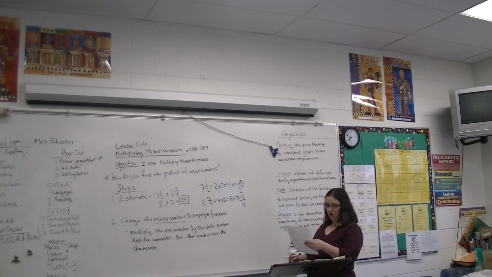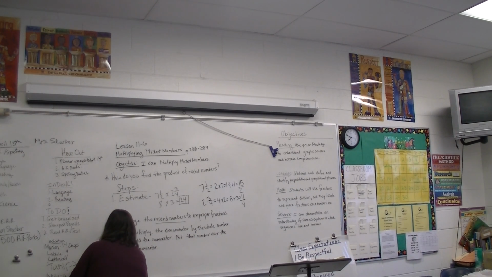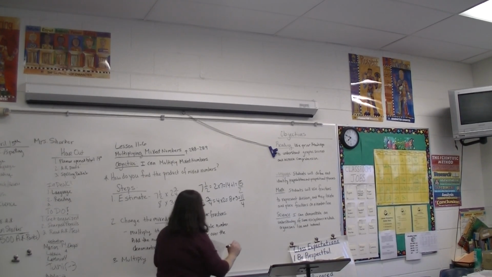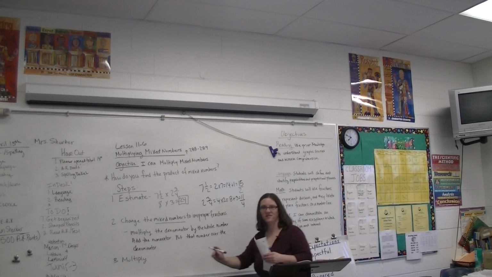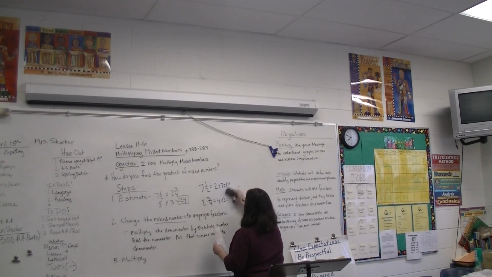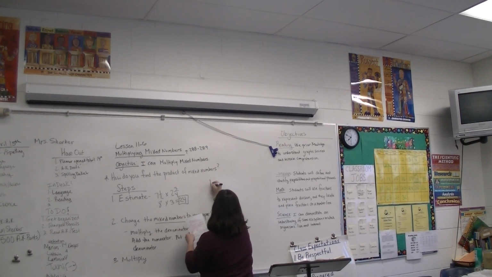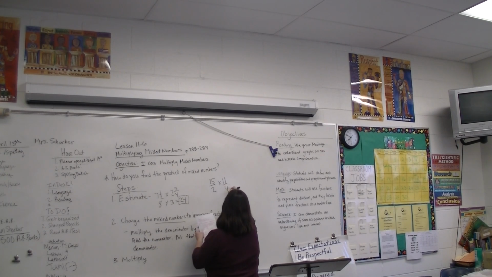Your third step then will be to go ahead and multiply those. Put step number 3, to multiply. Okay, so let's write our multiplication problem out, which is 15 halves times 11 fourths.